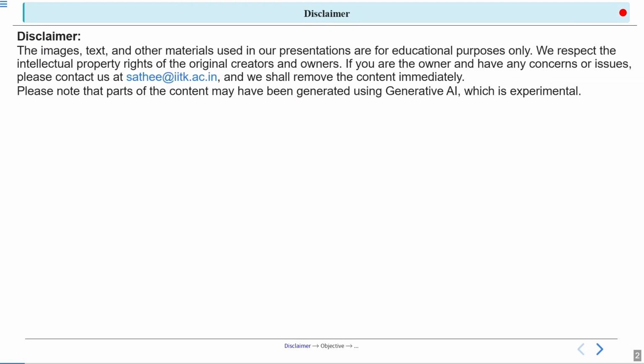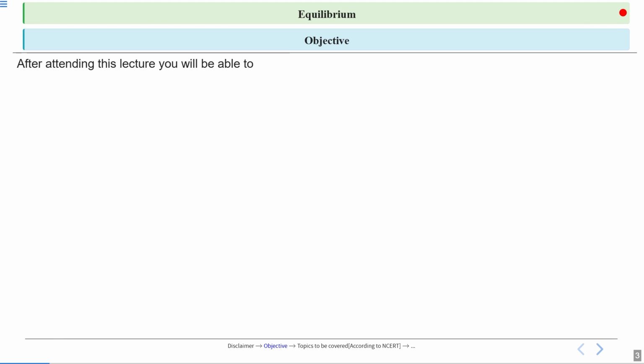This is the disclaimer. Now in this section we will be focusing on establishing a relationship between Kp and Kc. We have already derived the equation of Kc from the law of mass action. We have seen that part. Now we will apply the law of mass action to Kp, and then we will develop a relation between Kc and Kp.